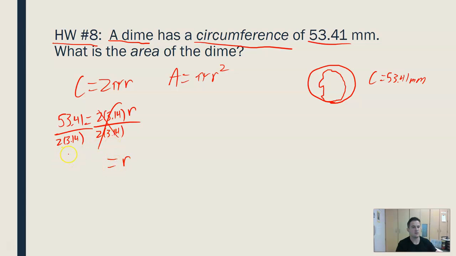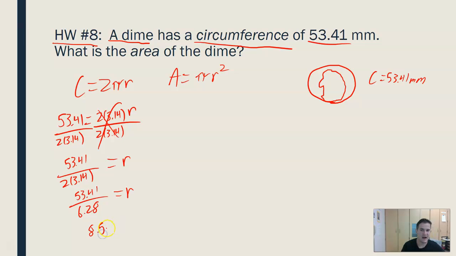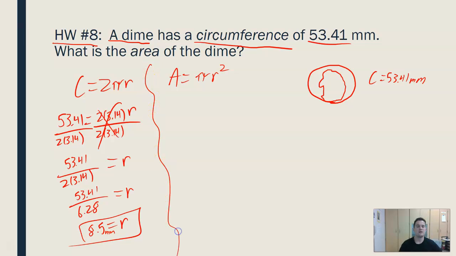So the radius is equal to 53.41 divided by 2 and divided by 3.14. Or you can think of that as 53.41 divided by 6.28, because that's 2 times 3.14. 53.41 divided by 6.28 is 8.5. So the radius of this dime is 8.5 millimeters. Well, now I need to find the area.